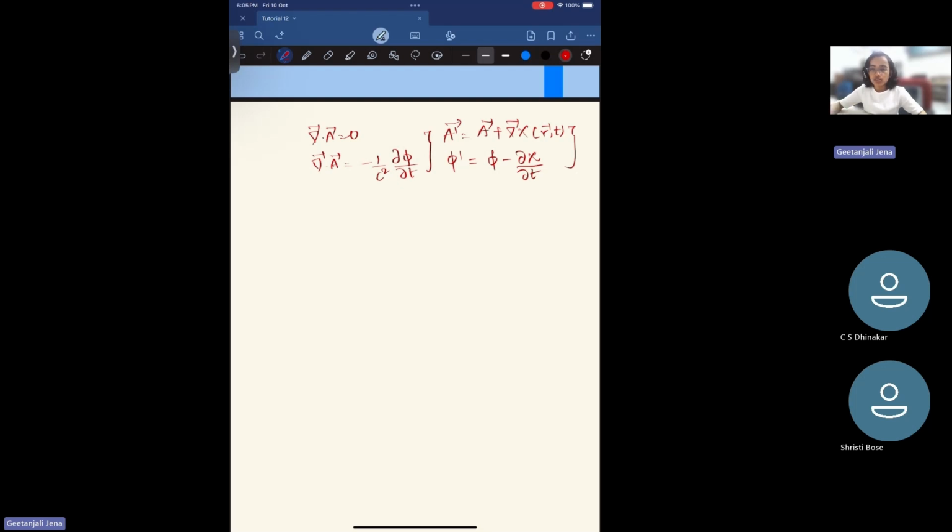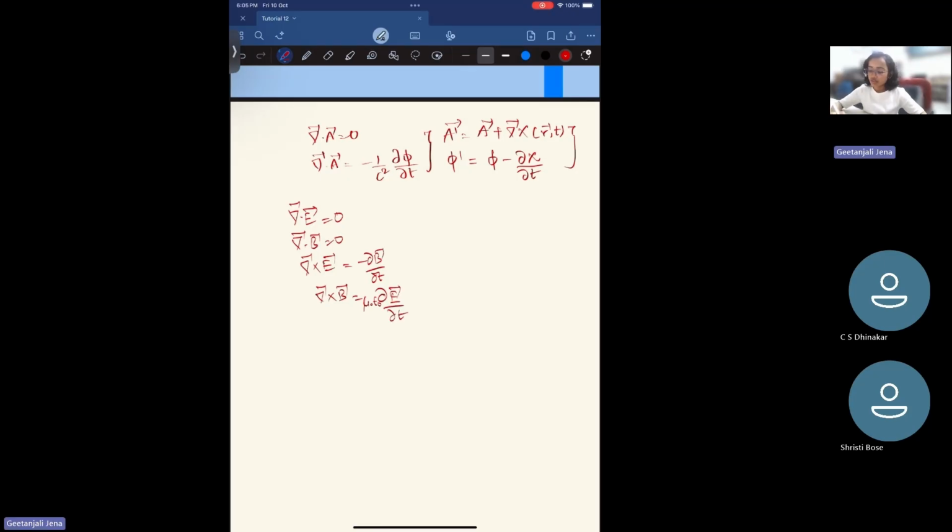So in free space, there is no source charge. The charge density is 0, and the current density and displacement current are all 0. So you can simplify Maxwell's equations further. Divergence of E is 0, divergence of B is also 0. Curl of E is minus dou B by dou t, and curl of B is mu naught epsilon naught dou E by dou t.